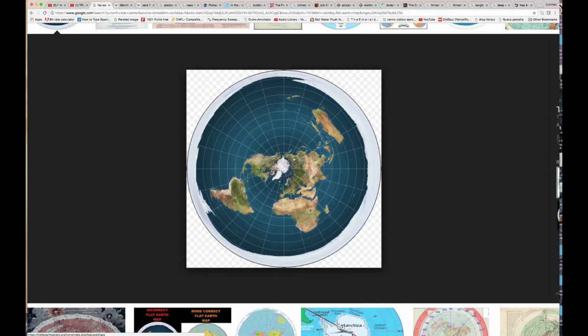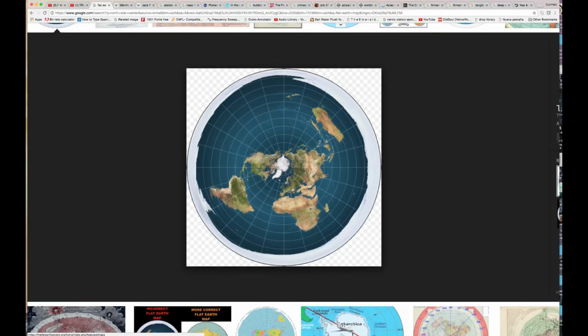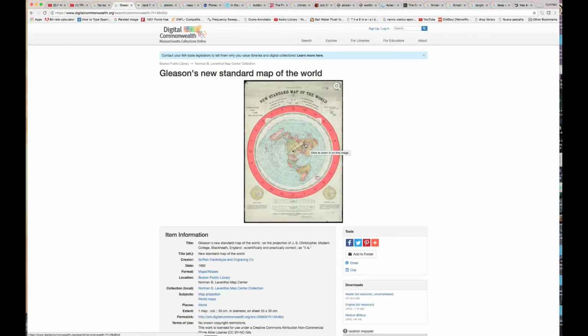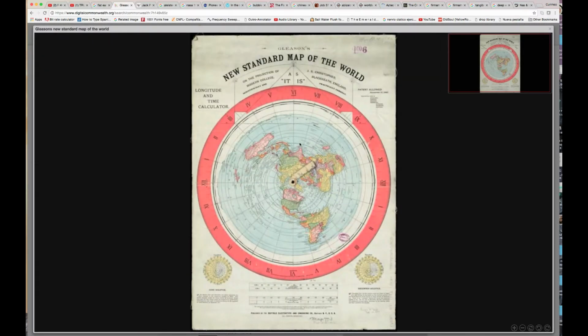What I want to show you here too is look how close Asia is to America. From Asia, all these places go up here, even cross right here and just go straight over here. So this is the Gleason New Standard Map of the world, right? Let me just show you this. Pretty cool. I just showed you a depiction of a flat Earth, right?